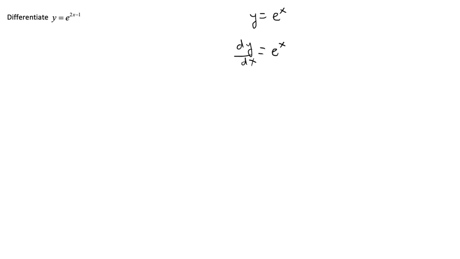So, for example, f of x would be the outer function here, which is e to the x. g of x we'll call the inner function, which is 2x minus 1. So f of g, the composite function, would be e to the 2x minus 1. Okay, so how do we find the derivative of composite functions?